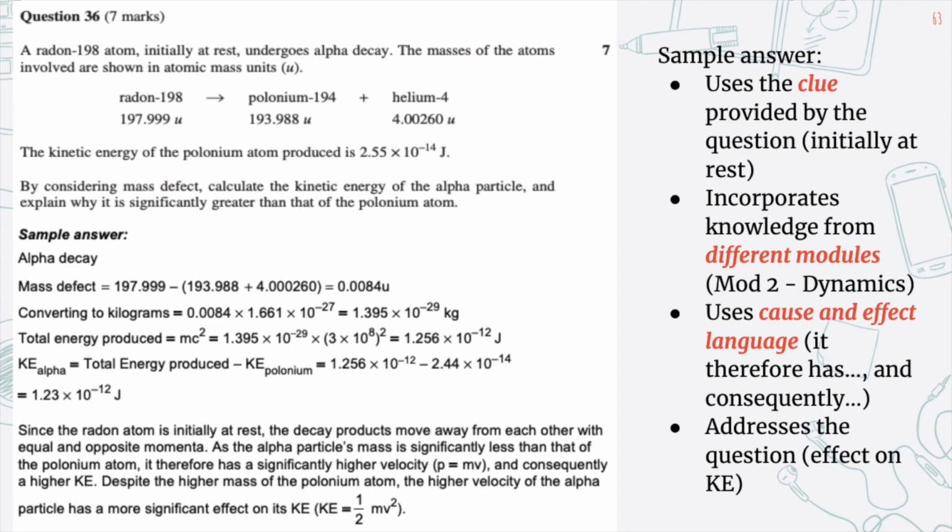These are examples of the cause and effect language that the markers are looking for in order to put you into those higher band categories. So not only do we see the mathematics, the calculations there for mass defect, the conversions, and the calculation of kinetic energy, there is also reference to the question, which is the effect on the kinetic energy through our understanding of the Module 2 dynamics unit and how this all applies to this question.